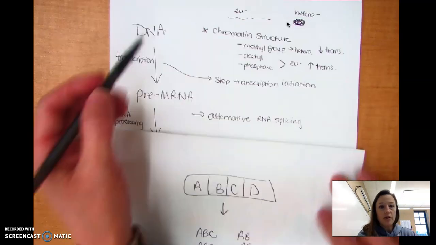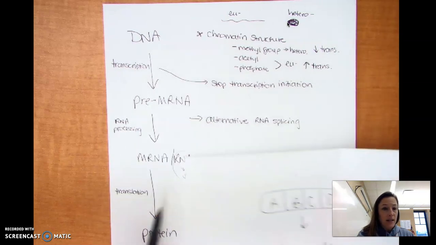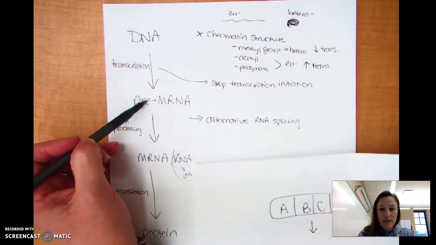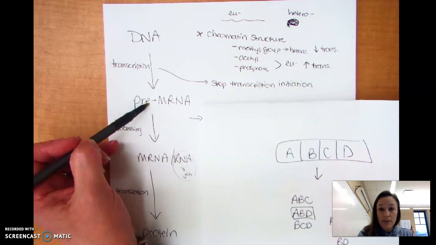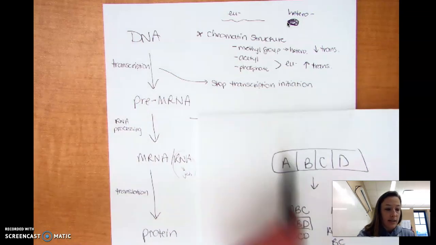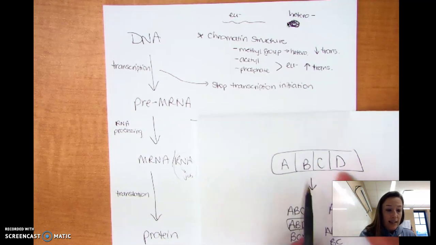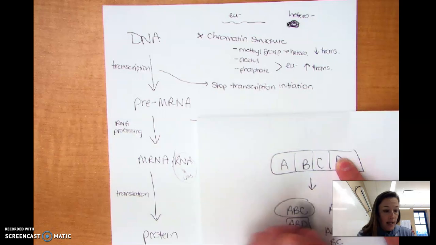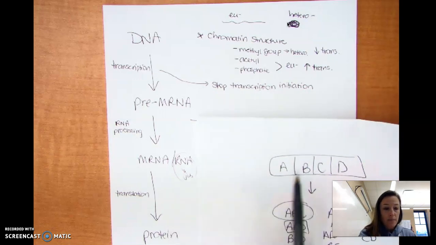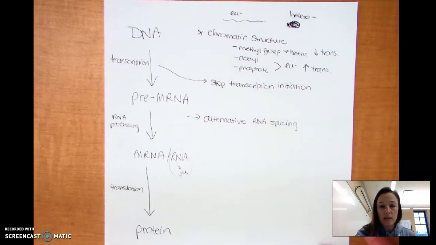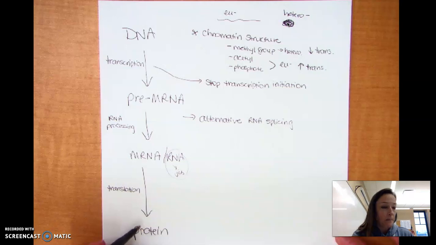Let's say I start this process because I need protein ABD. But when I get to right here, I realize, oh, I don't actually need ABD anymore. Something changed, and now I need ABC. Well, what I can do is instead of cutting out C and making ABD, I can instead cut out D and make ABC. So I can switch which protein I'm getting by changing the way that I splice it. That's a way we can use alternative RNA splicing to change the protein.